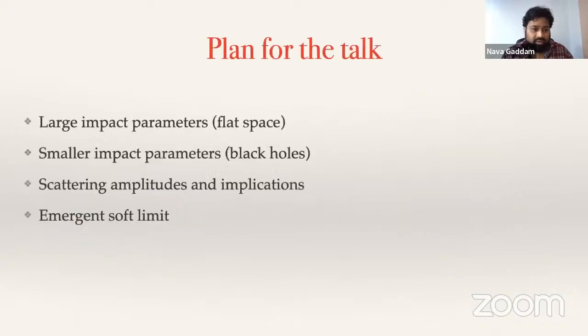So here's my plan for the talk. It's fairly simple. First, I will just review what is known in detail about large impact parameters, which is the eikonal expansion in flat space. Then I will discuss what happens when you reduce impact parameters, where you expect classical black holes to form. And then in this smaller impact parameter regime in phase space, I will calculate or sketch the calculation of some scattering amplitudes and their implications.